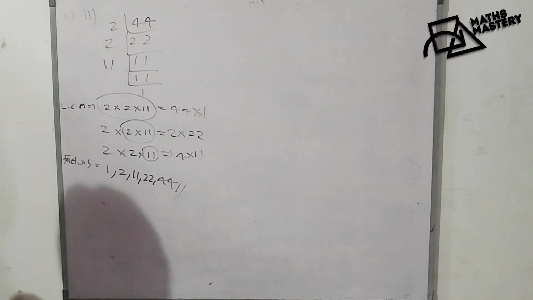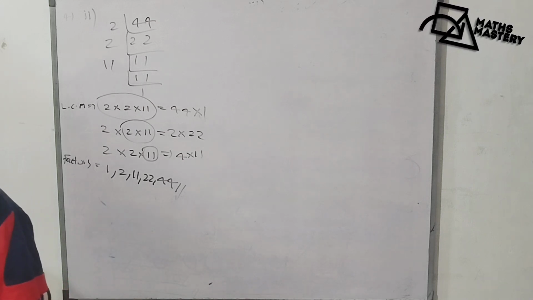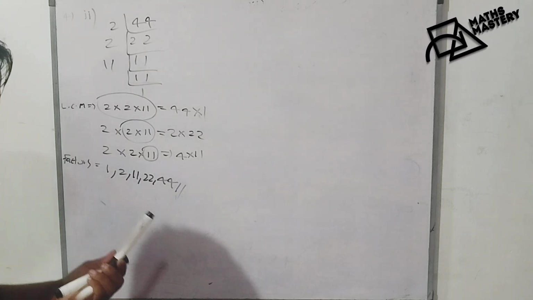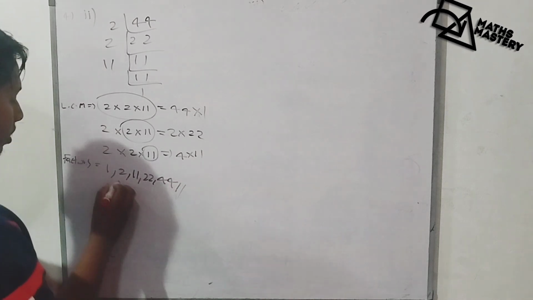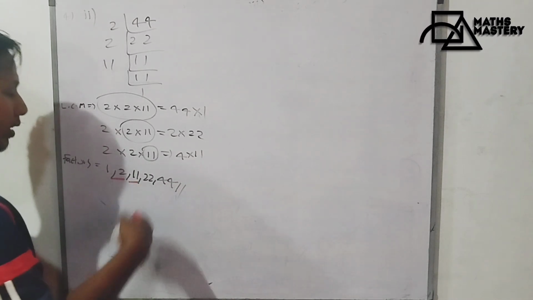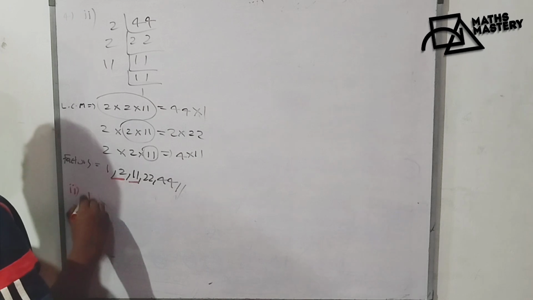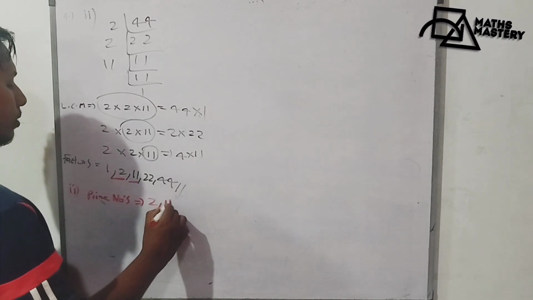Question number 4, Roman number 2. Write the prime factors of 44. Out of these numbers, students, what are the prime factors? Prime factors are this 2, this 11, and that's all. All the other numbers are not prime numbers. So the prime numbers are 2 and 11.